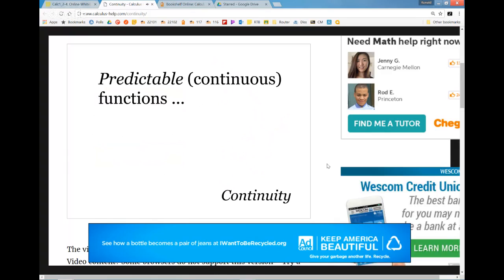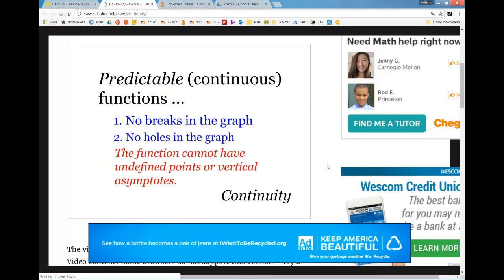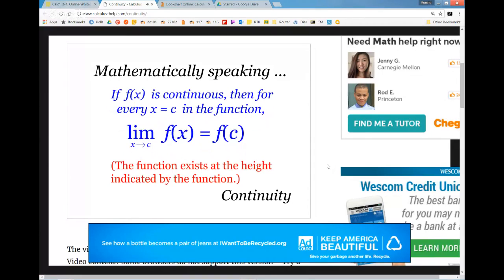1, no breaks. Well, we already know that breaks occur in functions when no limit exists there. Therefore, for a function to be continuous, it must have a limit at every x in its domain. Secondly, no holes. Continuous functions must be defined everywhere in their domain. Mathematically now, we say that continuous functions have this property. For every x equals c in their domain, the limit as x approaches c of f of x is equal to f of c. In other words, not only does the limit exist at every point, but the height the function reaches for every x matches the limit.